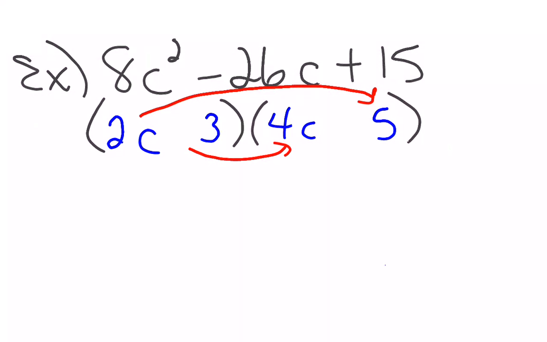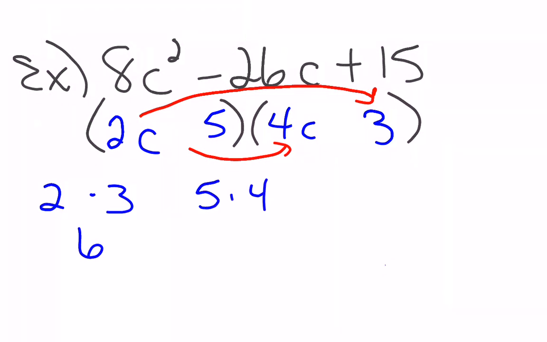so that we also have to look at rearranging one of them. So even though I put 2c, 4c, and then the 3 and the 5, maybe the 3 and the 5 need to be in opposite places. So we have to try those too. So now we have the 2 times the 3 gives us 6, and the 5 times the 4 gives us 20. And if I add those, I get 26.